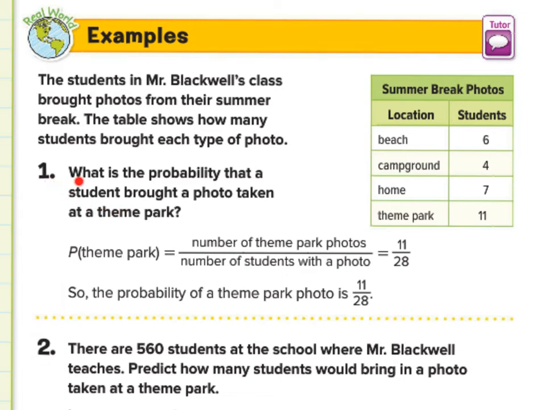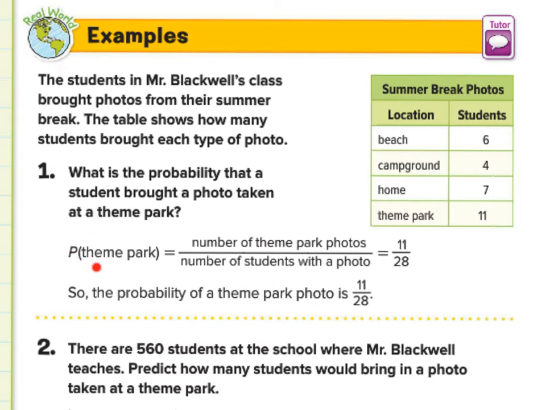Question 1. What is the probability that a student brought a photo taken at a theme park? Well, theme park is 11 photos. Out of how many photos? 11 students brought photos of a theme park, out of how many students? Well, here we have 6 and 4 is 10, 17 plus 11 is 28. So we have the probability.